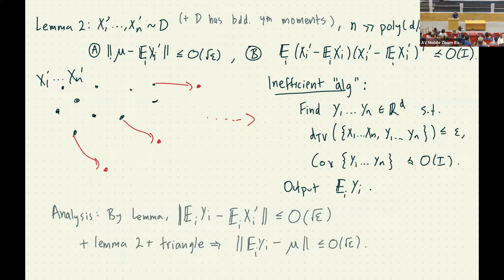Okay. That's identifiability for robust mean estimation.